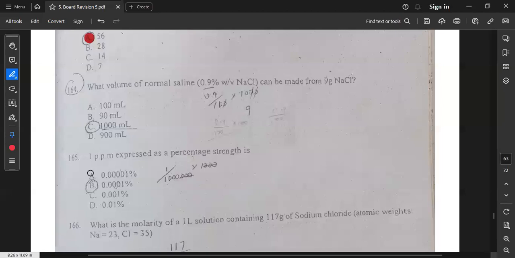What volume of normal saline, 0.9% weight by volume sodium chloride, can be made from 9 grams sodium chloride? Yeah, I think it's like the ones we did. So we good. Should we go on? Or is anyone stuck?